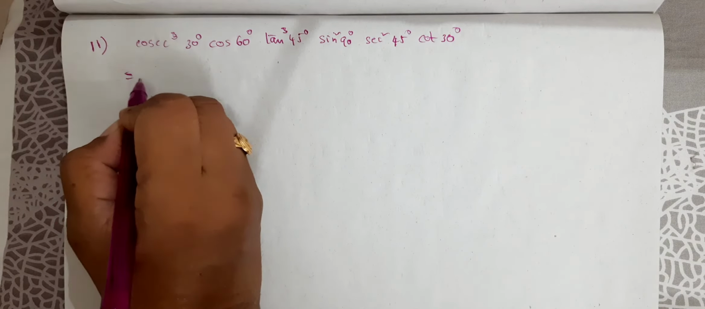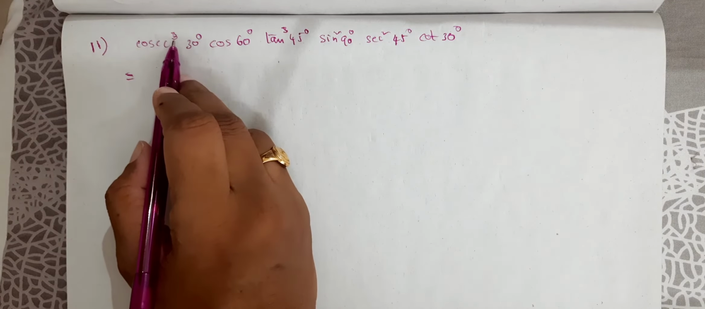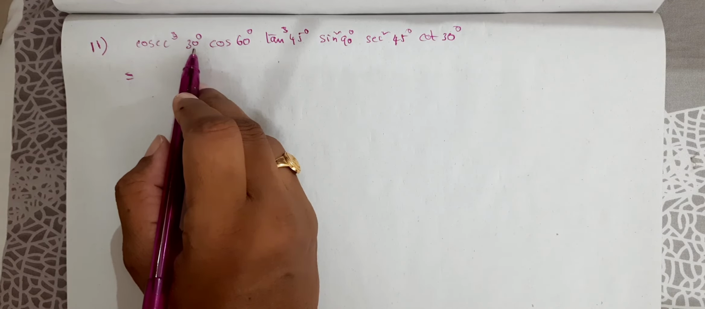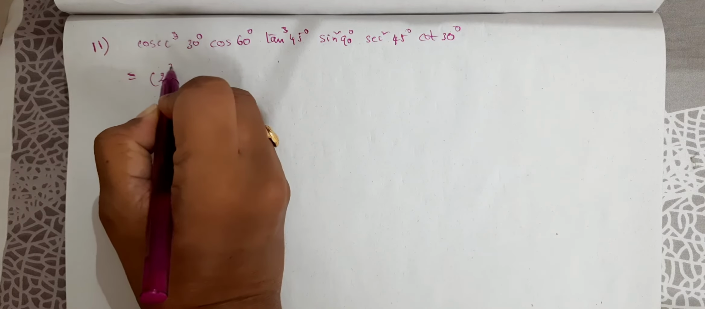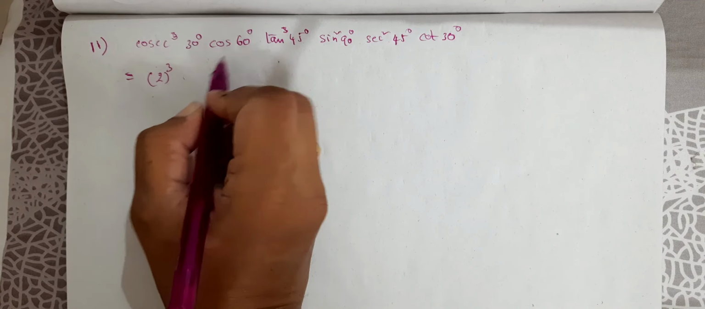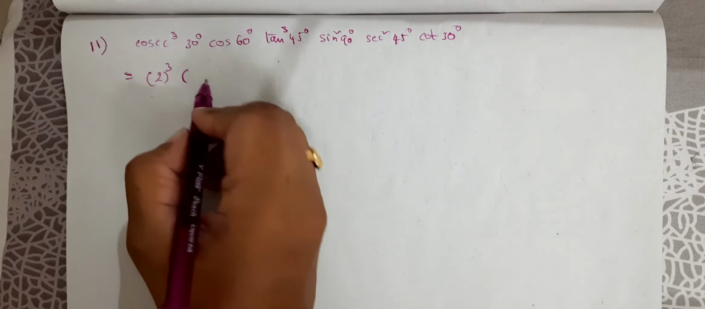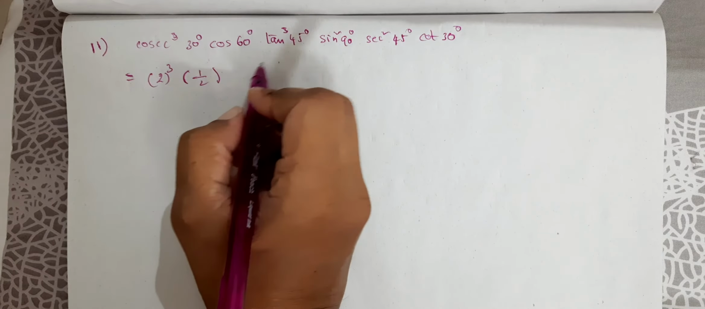This whole thing is equal to cosecant. What is cosecant? 1 by sine, is it not? Sine 30 degrees is 1 by 2. Reciprocal of that is 2. So it is now 2 cube into cos 60. What is cos 60? It is equal to sine 30, which is 1 by 2. Now tan cube 45.